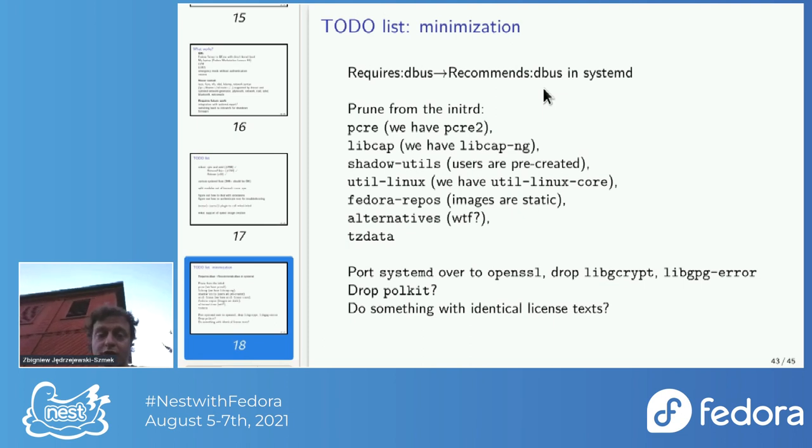We have a bunch of libraries in two copies, like PCRE and PCRE2, libcap, which is tiny, but it's also annoying to have it twice. Shadow utils is a big package, and it's completely unnecessary, because we would never create additional users in the Initrd while it's running. And even if we were to create some user, we wouldn't need to set a password for the user. Util-linux is being split up already. And there are some strange things being pulled in for dependencies, like the full set of repositories and time zone data. I hope this gets fixed.